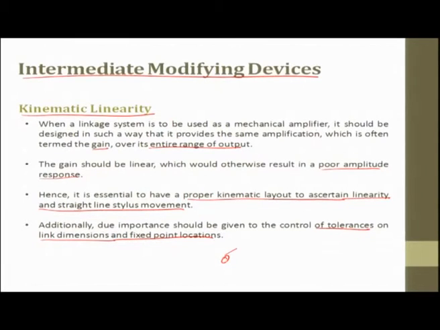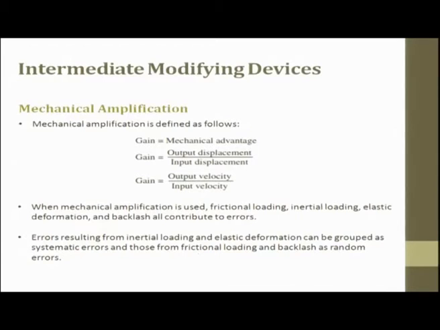Pivoted at a point, and then what you do is you try to magnify. So, an example like a pantogram. In a pantogram, by changing the link dimensions, you can magnify the displacement. So, mechanical amplification is defined as the following. A gain is nothing but a mechanical advantage. Gain is otherwise declared as output displacement by input displacement, or it can be output voltage to input voltage.